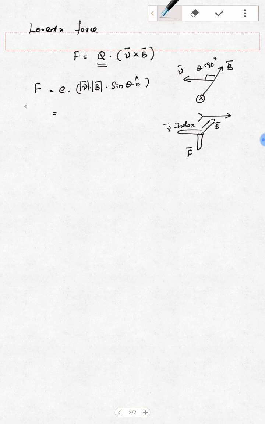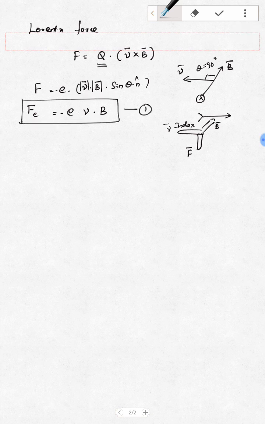So the scalar of the Lorentz force, I just mention F_E for the electron Lorentz force, F_E is nothing but E into V dot B. Since the electron is negative, I'll put a negative here. This is called the Lorentz force acting on the electrons. That is the bottom. Since this electron is negative, the force is negative. So you have to keep it in mind, you should not get confused here.